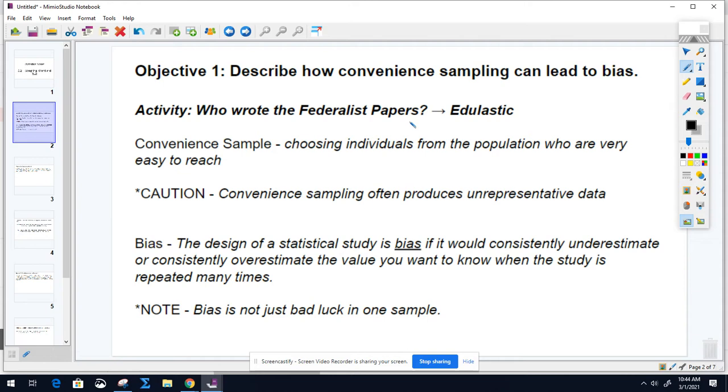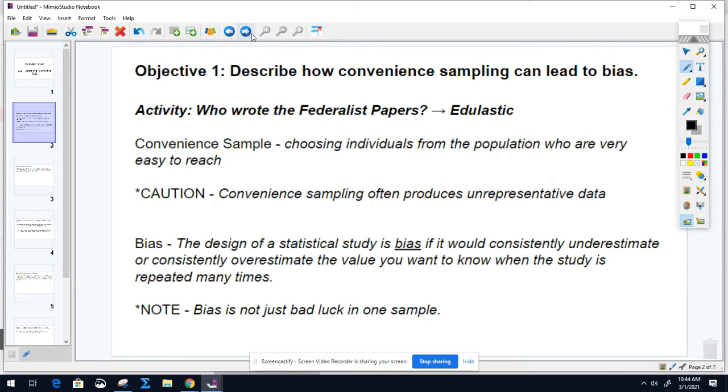Okay. And then what we're going to talk about a lot this chapter is bias. The design of a statistical study is biased if it would consistently underestimate or consistently overestimate the value you want to know when the study is repeated many times. Okay. Bias is not just bad luck in one sample. It's continuously done over numerous amounts of time. So we have to make sure that we don't have bias. It's not just bad luck. It's a result of a bad study design that consistently misses the truth about the population.